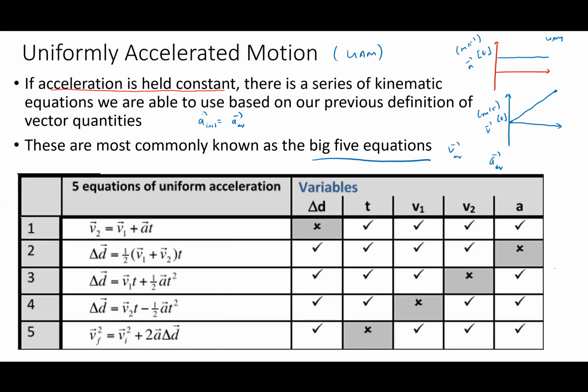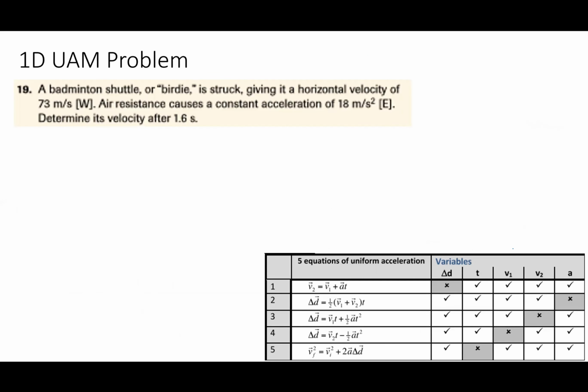And for the most part, guys, acceleration will be constant, okay? So let's take a look at a question. A badminton shuttle or birdie is struck, giving it a horizontal velocity of 73 meters per second west. Air resistance causes a constant acceleration of 18 meters per second squared east. Determine its velocity after 1.6 seconds.